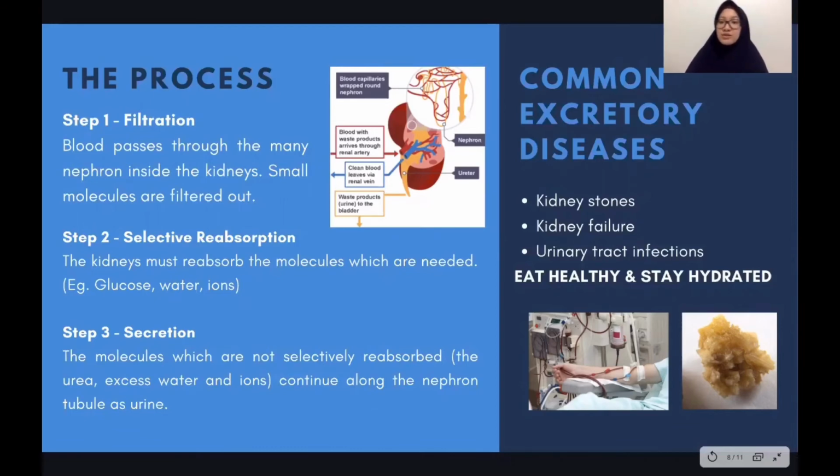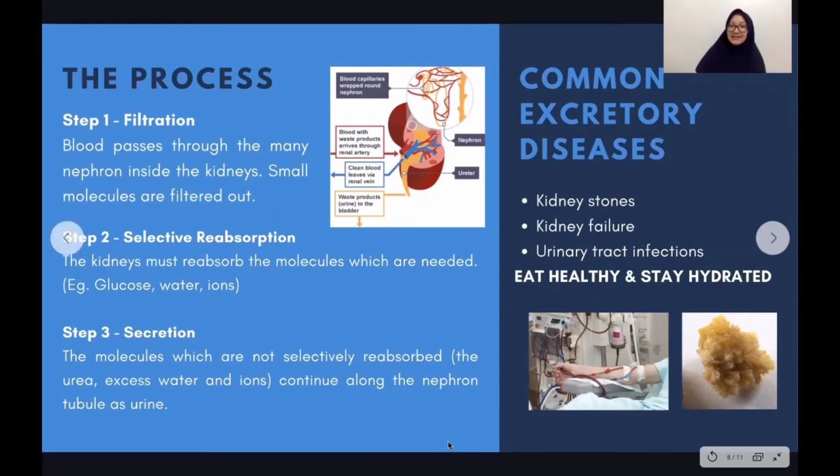So the molecules which are not absorbed back into the kidney, they go along the nephrons and the tubule as urine. So the process mostly happens in the kidneys, and then from there it either goes up the renal artery and goes back to the body, or it goes down to the bladder, which is carried by the urethra.